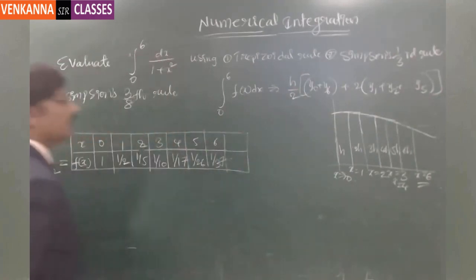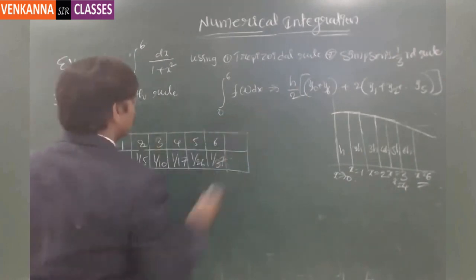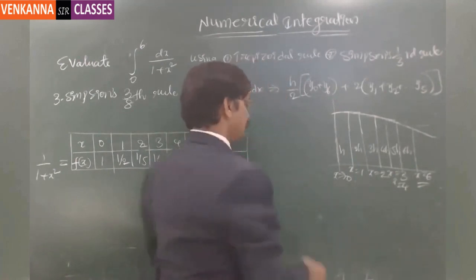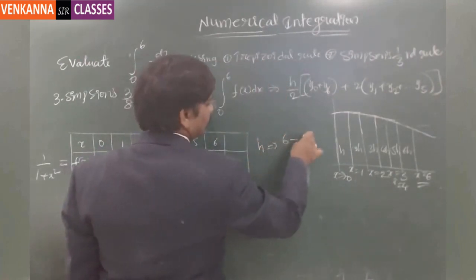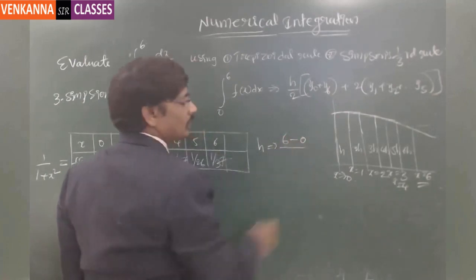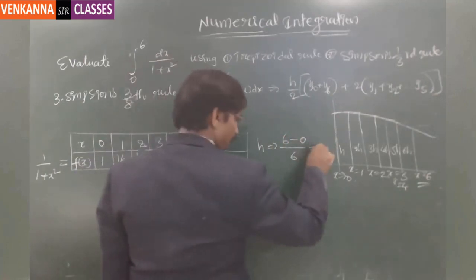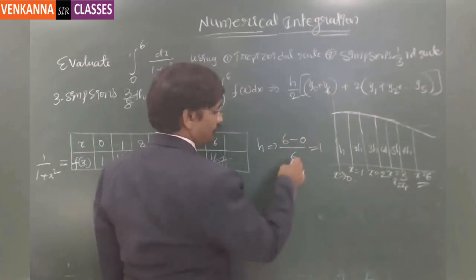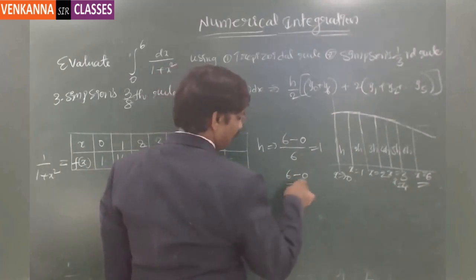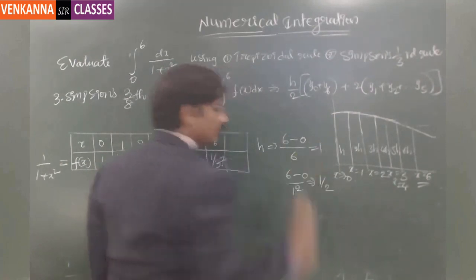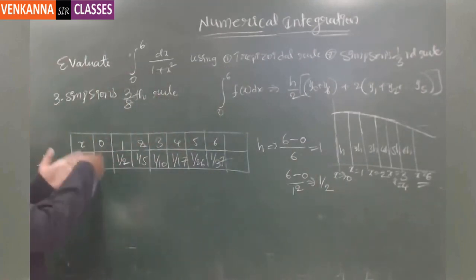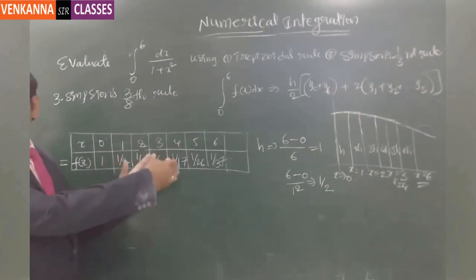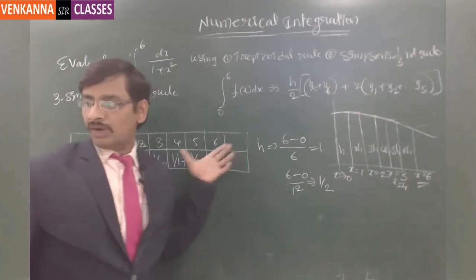Now you can substitute these values. So integral 0 to 6 f of x dx, now the range of 6 is divided into 6 different intervals. Then h is going to be upper limit minus lower limit by total number of intervals, 6 minus 0 by 6. So this is 1. If you divide this into 12 different intervals, then 6 minus 0 divided by 12 is equal to 1 by 2. So if you put 1 by 2, then you have to calculate the values for each 1 by 2. So 0, 0.5, 1, 1.5, 2, 2.5, like that you have to calculate for the entire table.